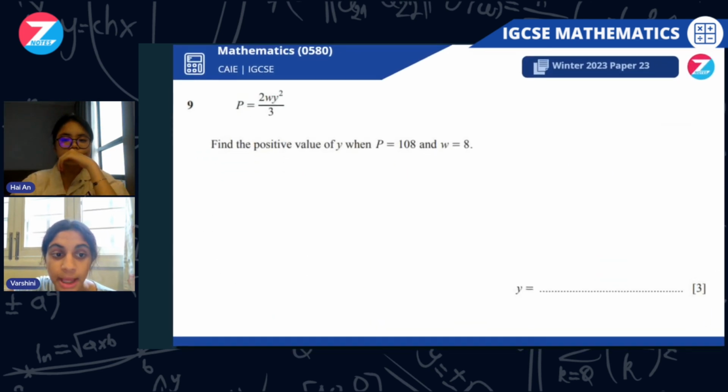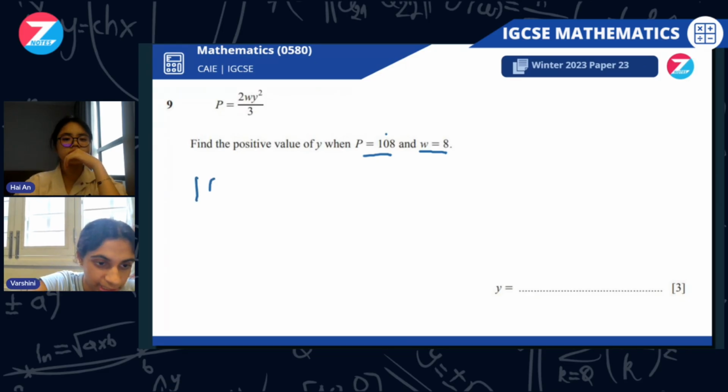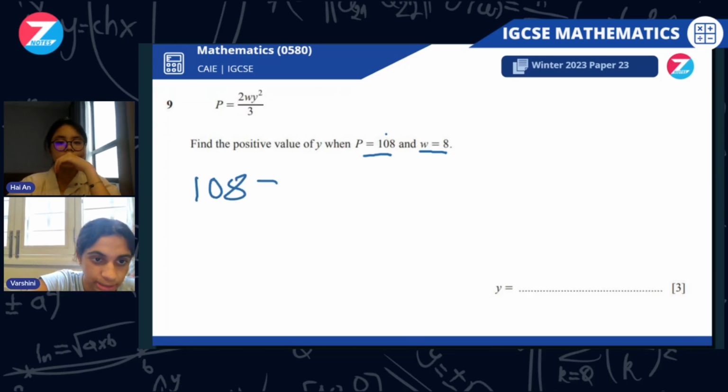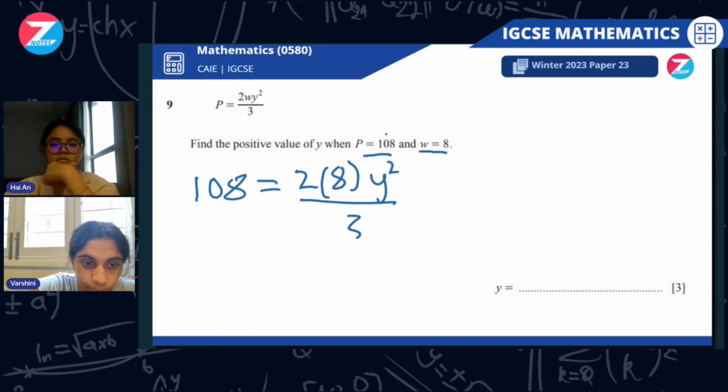Question 9. P equals 2Wy squared divided by 3. Find the positive value of y when P is equal to 108 and W is equal to 8. So let's just substitute in the numbers that we have. We know P is equal to 108, so in place of P we write 108. 108 equals 2 times W, and W is 8. So it's going to be 2 into 8 y squared divided by 3.